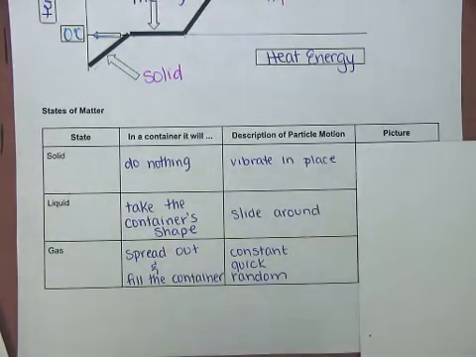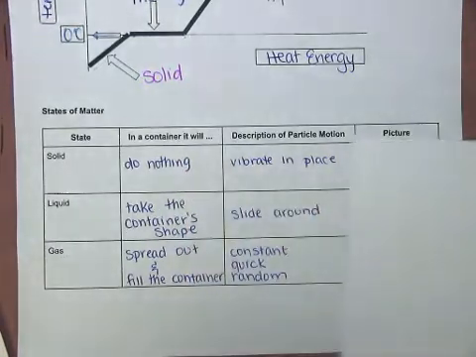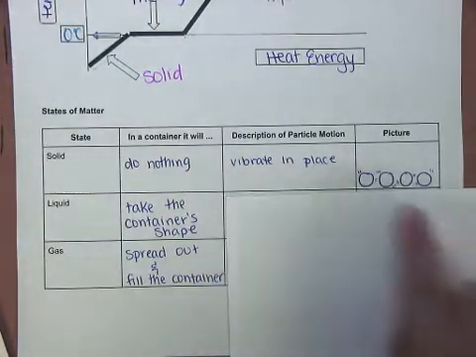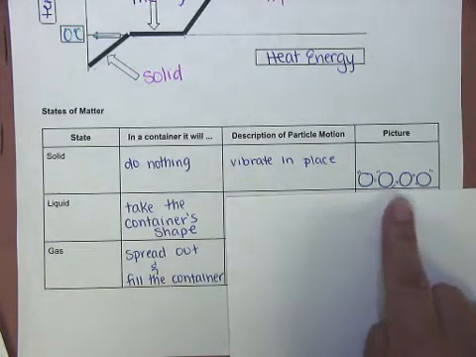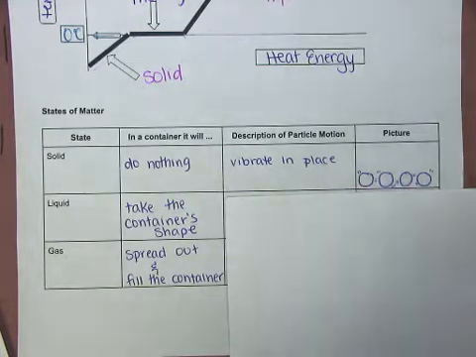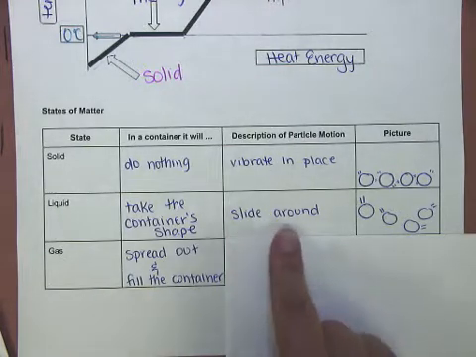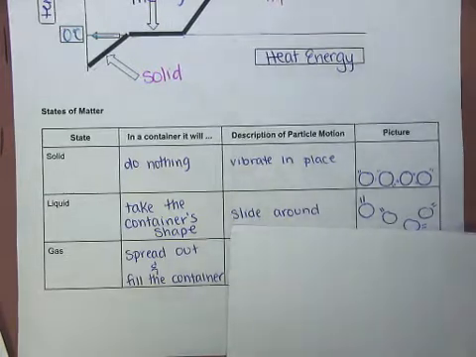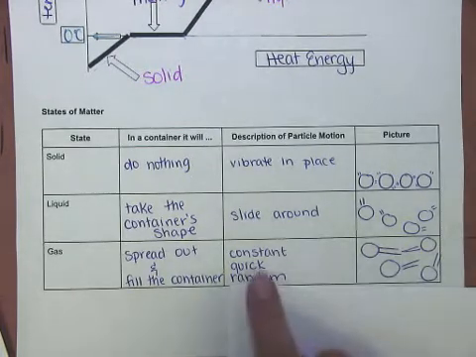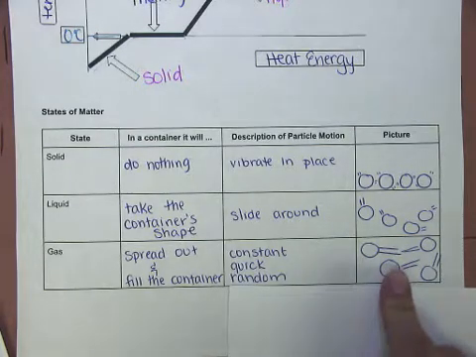Now, particle motion. Solid particles vibrate in place. So we can show that by having our little particles, our 4 particles, and little dashes coming off of them. They're just kind of vibrating in place a little bit. A liquid, those particles we say slide around. They slip past one another. So we can show them sliding back and forth. A gas particle has constant, quick, and random motion. They zoom past each other very sporadically, quickly, and they dart in all different directions.